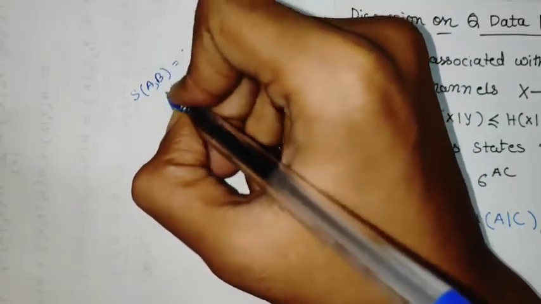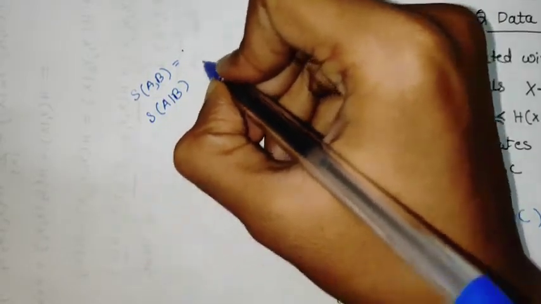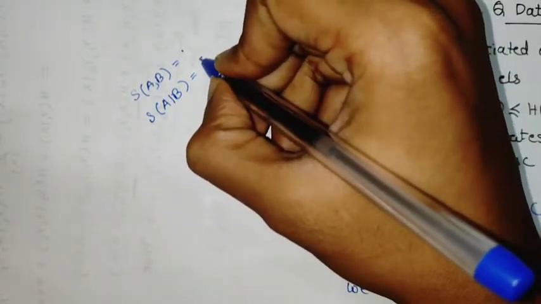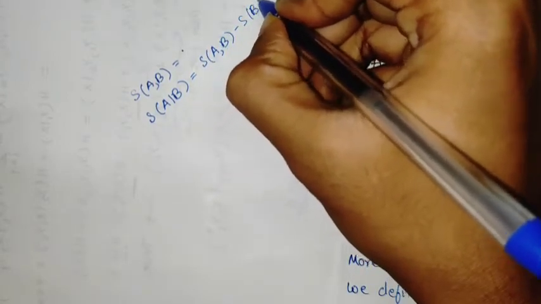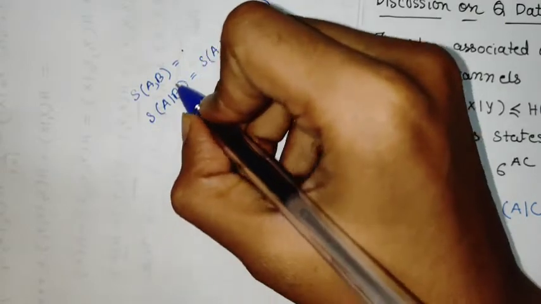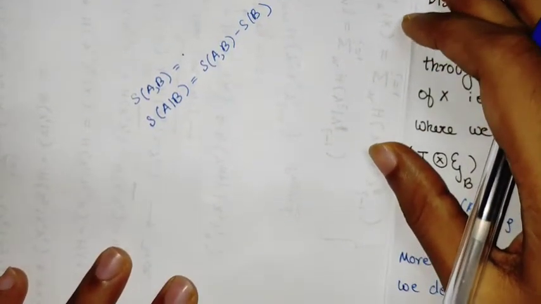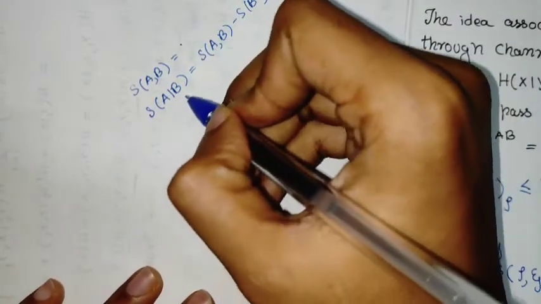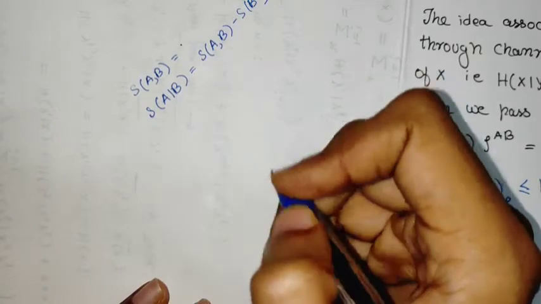or conditional entropy. We can consider the conditional entropy S of A given B, defined as S of A and B minus S of B. Classically, S of A given B is a positive quantity. So S of A given B is greater than or equal to 0. But in quantum mechanics, that doesn't happen.